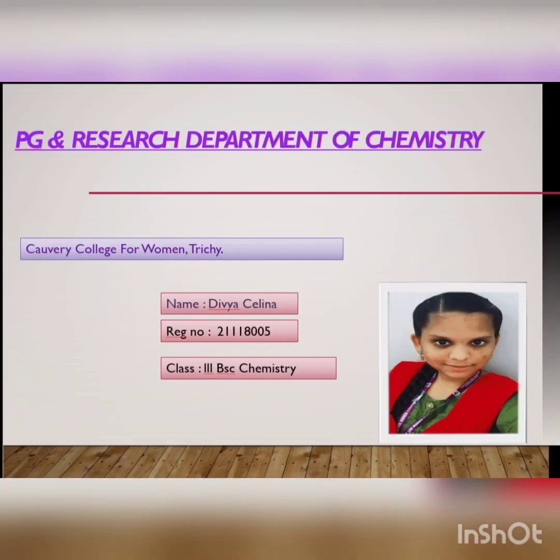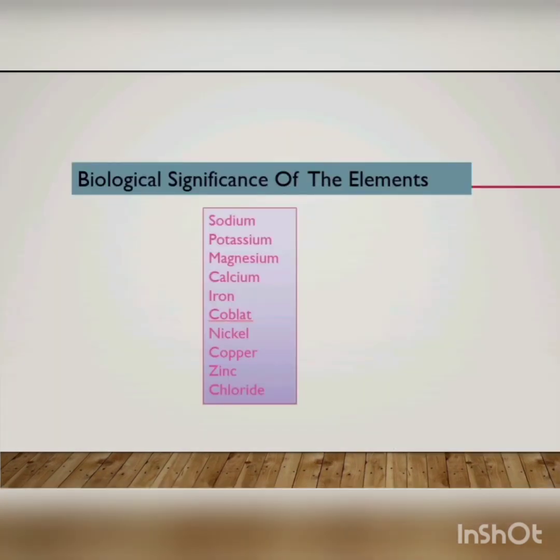Hello everyone, now we are going to see the topic about the biological significance of the elements such as sodium, potassium, magnesium, calcium, iron, cobalt, nickel, copper, zinc and chloride. Now we are going to see briefly about the biological significance of these 10 elements.